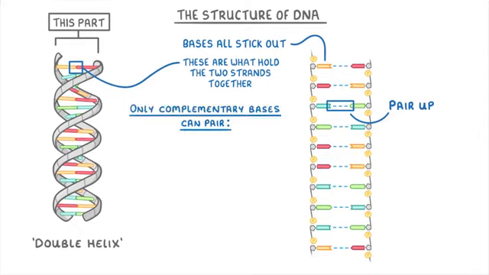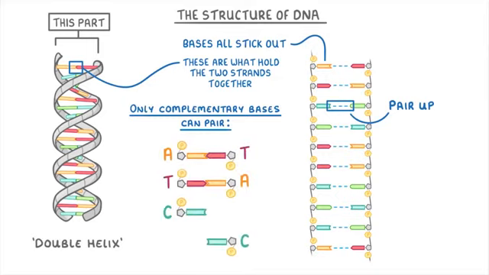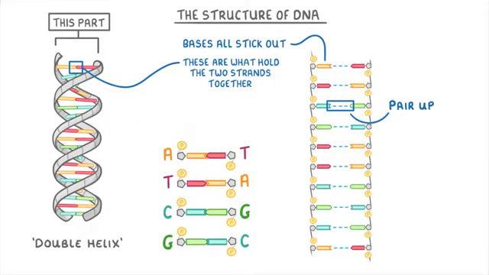Importantly though, only complementary bases can pair to each other. So A always has to pair with T, and C always has to pair with G. We call this concept complementary base pairing, and it allows us to figure out what the complementary sequence of a strand will be.